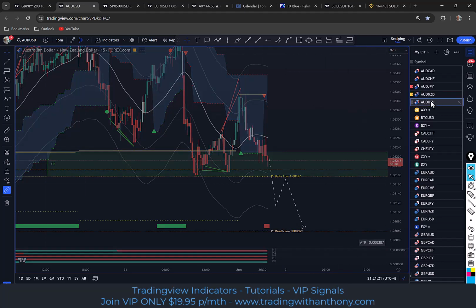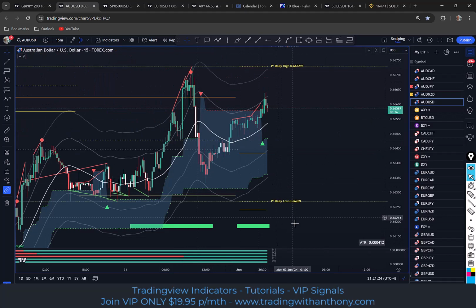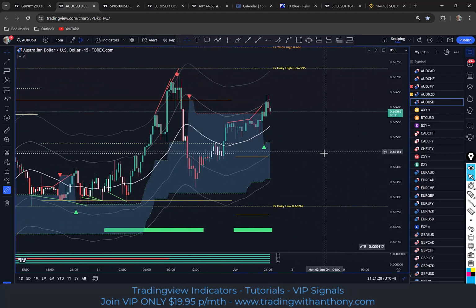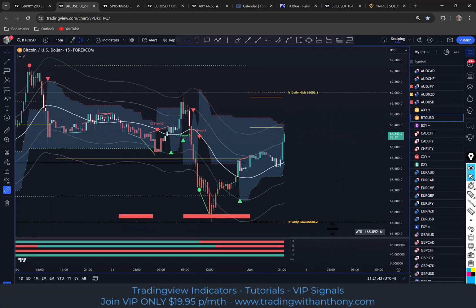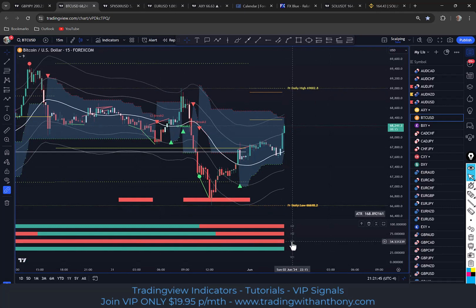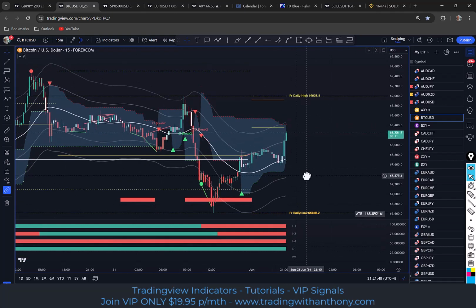Let's have a look at the Aussie dollar. Look at that, guys. Green across the board. Okay, we're in a strong risk-on environment here. Red alert. Okay, so understand what we're looking for. Bitcoin. The only thing with Bitcoin, see how the daily and the 4-hour are conflicting at the moment? I'm inclined to let that one go.